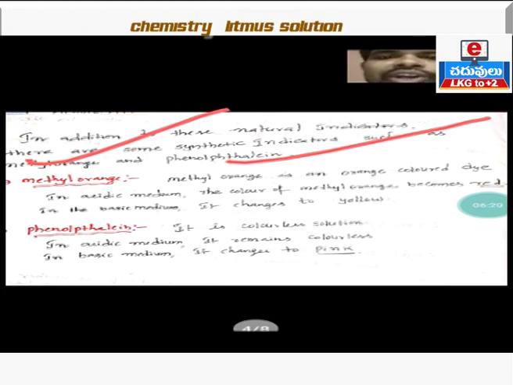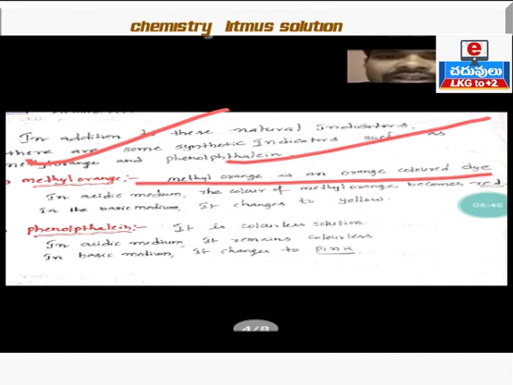Methyl orange is an orange color dye. Dye is nothing but a colored substance. What is the color of methyl orange? Orange color. Clear? By seeing the name, we can understand that the color of methyl orange is orange. Some of you have seen methyl orange indicator in the laboratory last year. Clear?